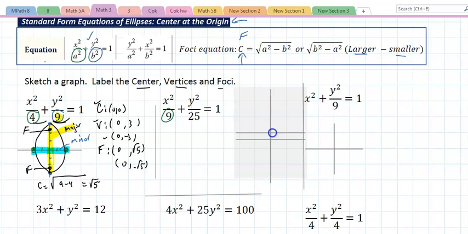Okay. So if I move 3 in the x, 1, 2, 3, and negative 3, that's what you square to get 9. And if I was to say, what do you square to get 25? That will be 5. 1, 2, 3, 4, 5. And 1, 2, 3, 4, 5. If you connect this with a smooth curve, there's my ellipse. So again, I look at the stretched side. This is 25. I already know without the graph that, you know what? That's the major axis.